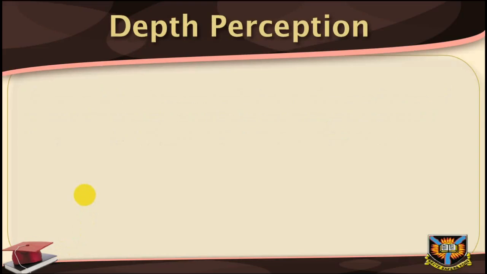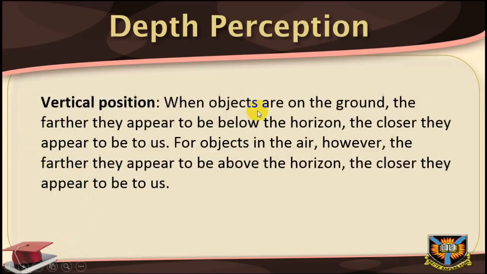Vertical position. When objects are on the ground, the further they appear to be below the horizon, the closer they appear to be to us. For objects in the air, however, the further they appear to be above the horizon, the closer they appear to be to us.